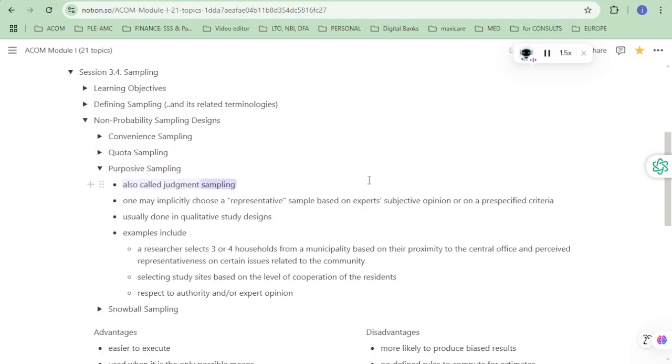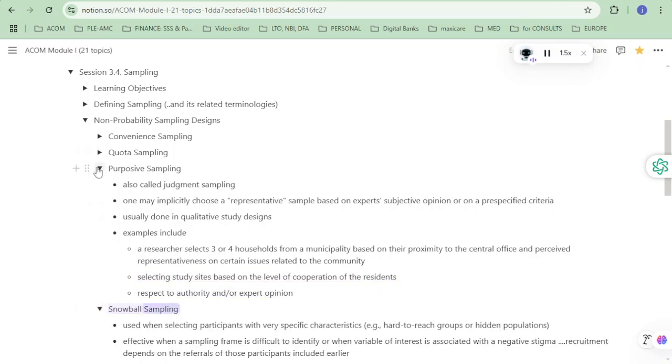Also called judgment sampling. One may implicitly choose a representative sample based on experts' subjective opinion or on pre-specified criteria. Usually done in qualitative study designs. Examples include: a researcher selects 3 or 4 households from a municipality based on their proximity to the central office and perceived representativeness on certain issues related to the community; selecting study sites based on the level of cooperation of the residents; respect to authority and/or expert opinion.